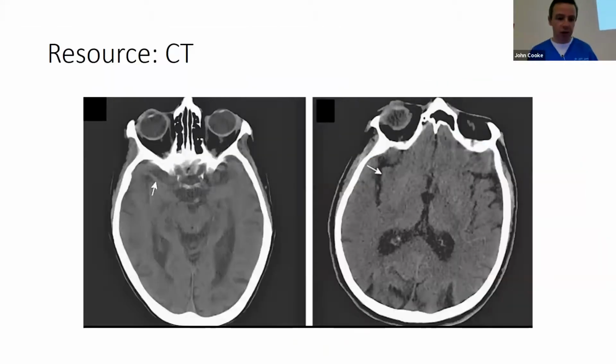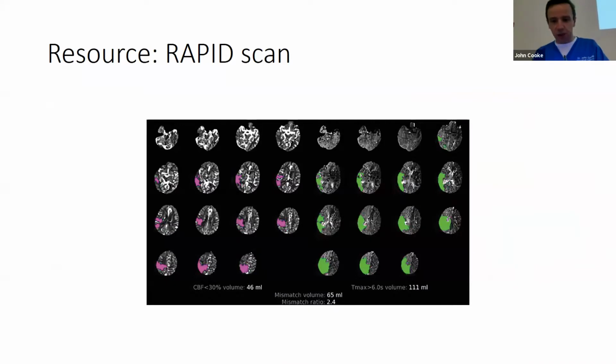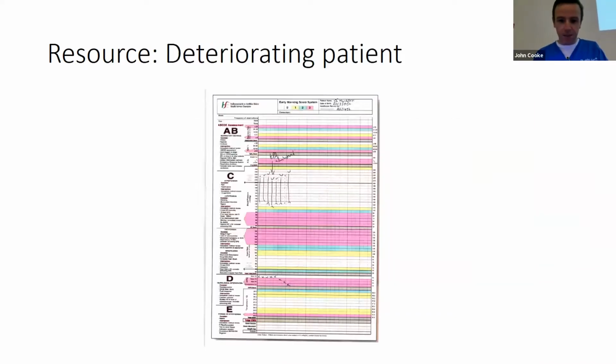In terms of resources, I've pulled some CTs. There's a CT with a dense MCA and loss of insular cortex, consistent with early infarction. There's a CT angio, which shows an M1 occlusion. And if a trainee were to ask for something like a rapid scan, then we have it available for them to see. We also have basic resources, such as in this case, TPA being administered while the person remains very hypertensive, and then this decay in their neurological status in the aftermath of that. So you can pull these things together.